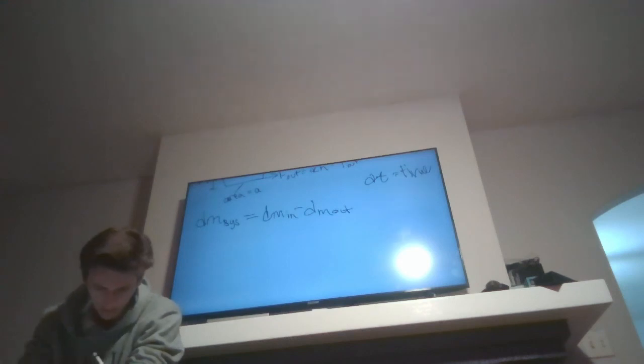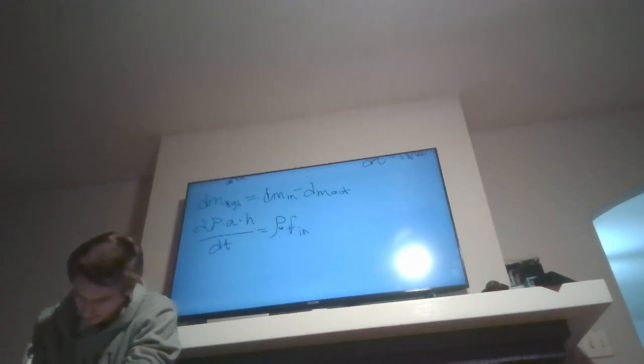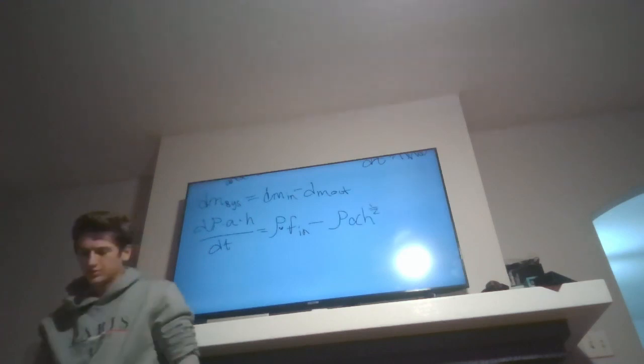Alrighty, now what we'll do is d density times the area times height divided by dt equals density times flow rate in, subtracting density times alpha h to the half. That looks pretty good.